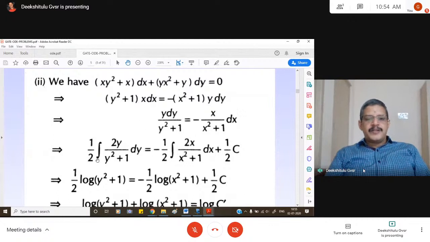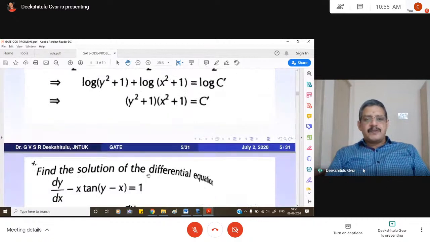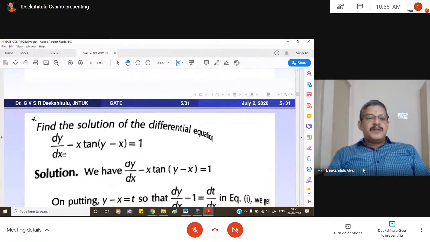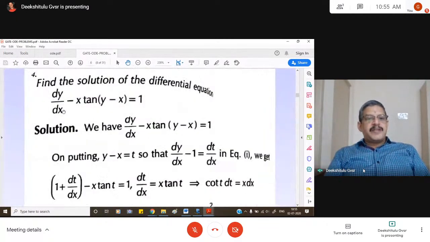So if we integrate this, this is log of y square plus 1, and this is minus 1 by 2 log of x square plus 1 plus c or log c. Then you can simplify this. y square plus 1 into x square plus 1 is equal to a constant. Now find the solution of the differential equation dy by dx minus x tan y minus x is equal to 1.